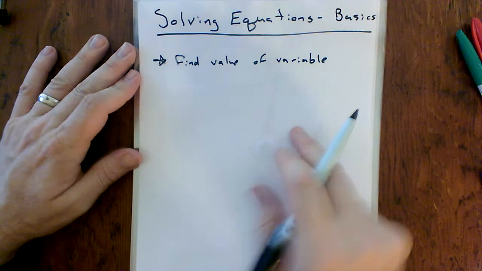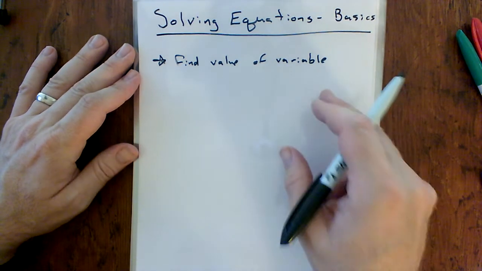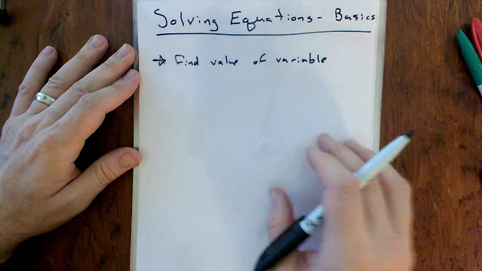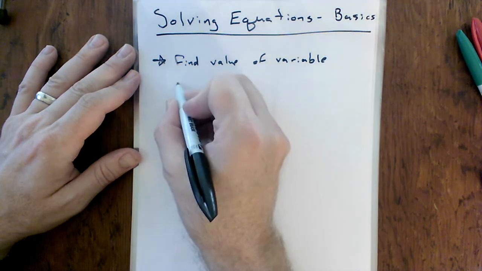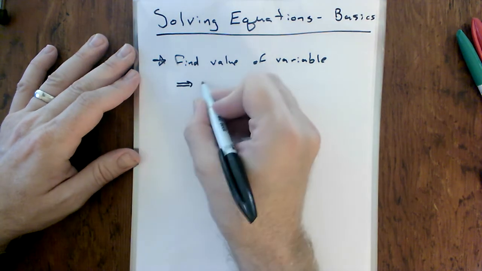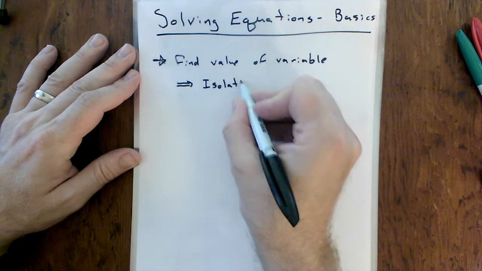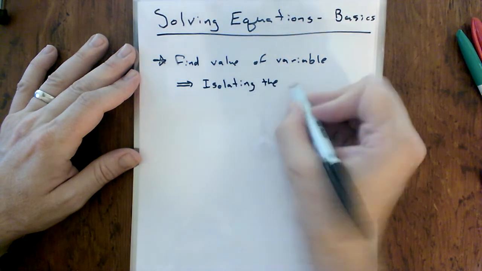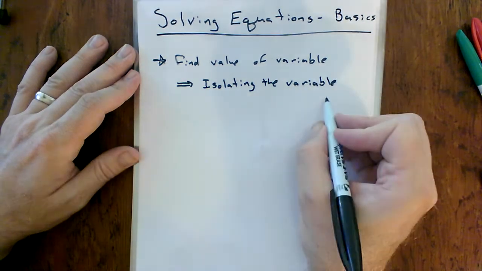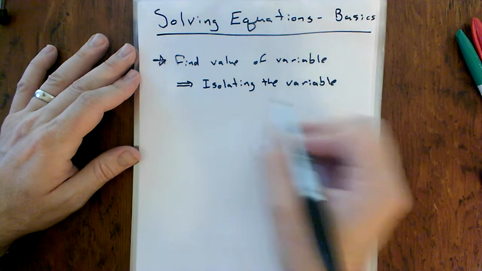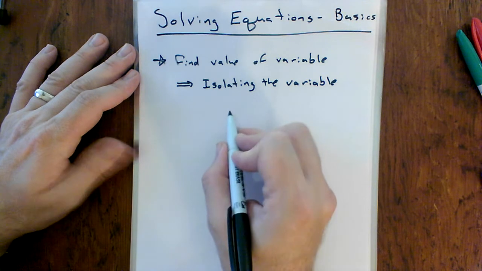And when we're doing this, there's two essential properties, two essential ideas that surround this whole idea of solving an equation. And the first thing here is we're going to talk about isolating the variable. So when we talk about isolating the variable, all we really mean is we're trying to get first just some sort of variable expression alone by itself on one side of the equation.